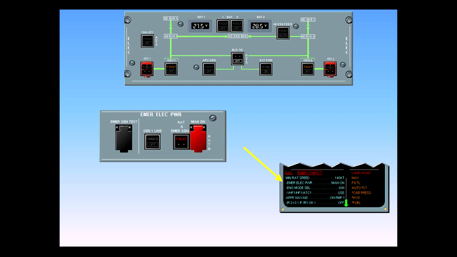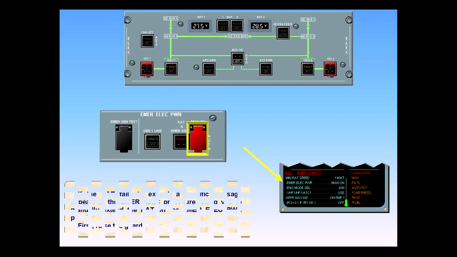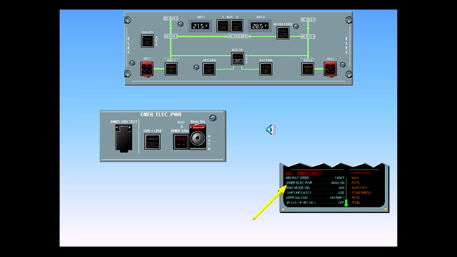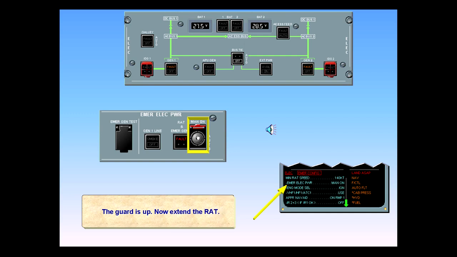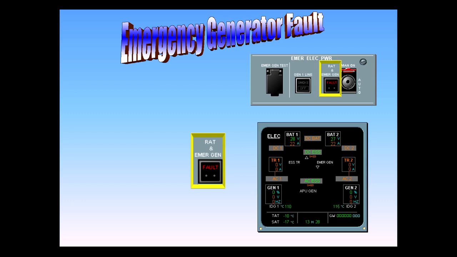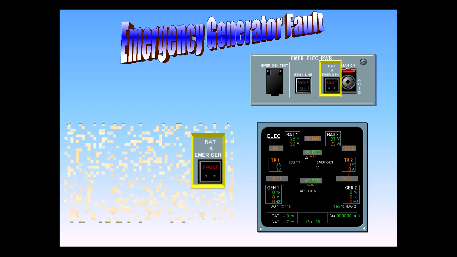First, raise the guard. The guard is up. Now extend the RAT. After a RAT extension, if the emergency generator is not working, the red fault light stays illuminated on the RAT and emergency generator indicator. This failure causes the aircraft to be powered only from the batteries. The approximate flight time on batteries only is 30 minutes.